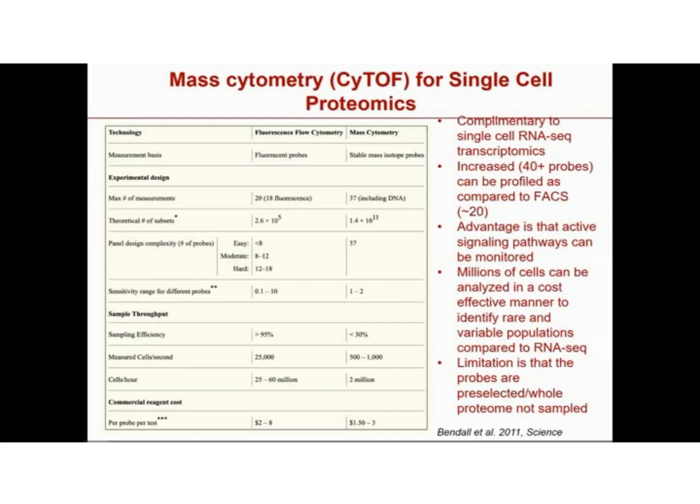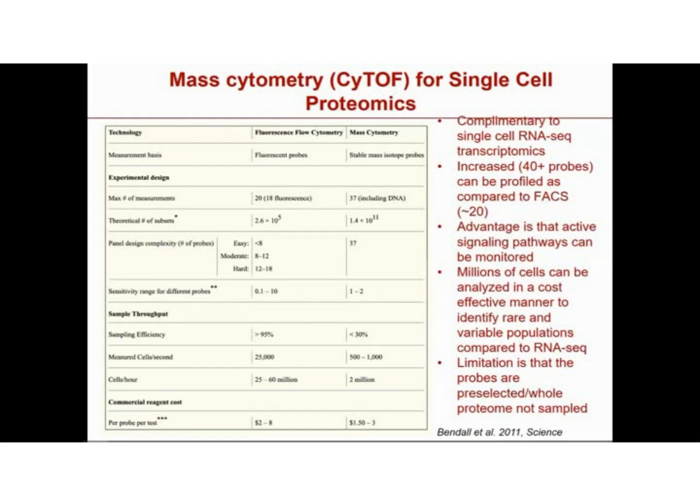This approach is, of course, complementary to single-cell RNA-seq, because you can have a proteomic readout to complement the transcriptomics. Of course, it's not at a whole-genome or whole-proteome level, because the number of probes is limited. So that is the limitation: the probes have to be pre-selected, and in that sense it's not really an unbiased approach. But as I said earlier, you can use 40 plus or even 80 probes as compared to FACS. Another advantage is that you can look at active signaling pathways, which is something you cannot do with RNA-seq. And millions of cells can be analyzed in a cost-effective manner.